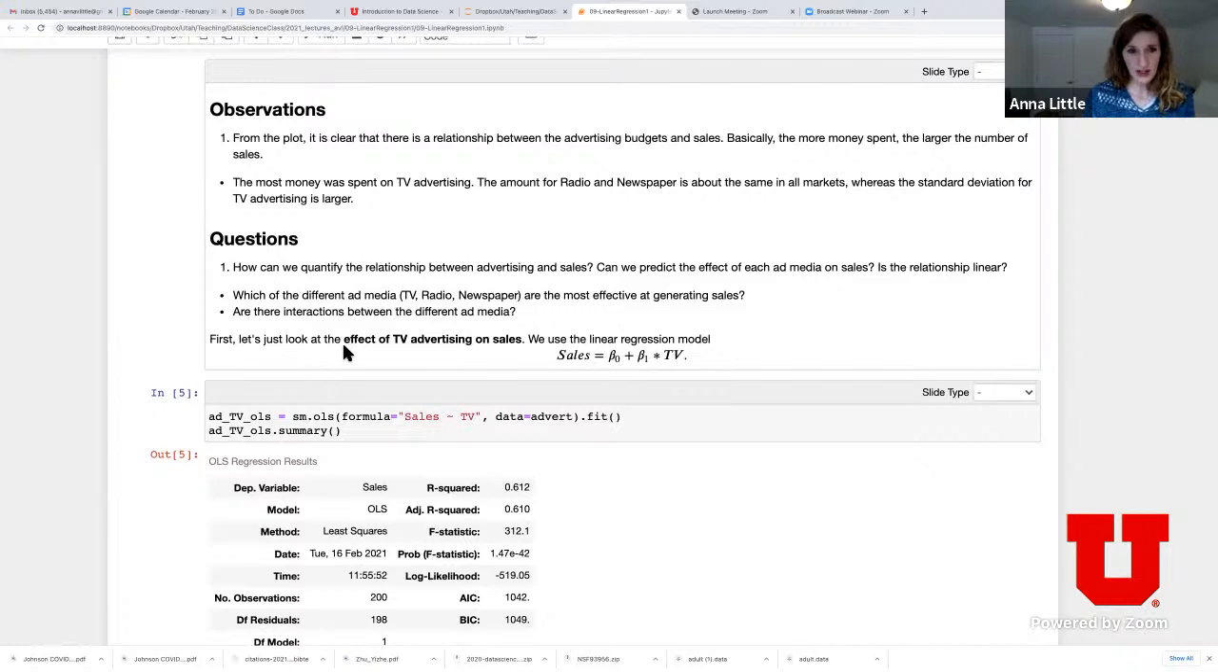But first, let's start simple and think about just looking at the effect of TV advertising on sales. We use the following linear regression model, and we want to model sales as a linear function of TV, so beta 0 plus beta 1 times TV.